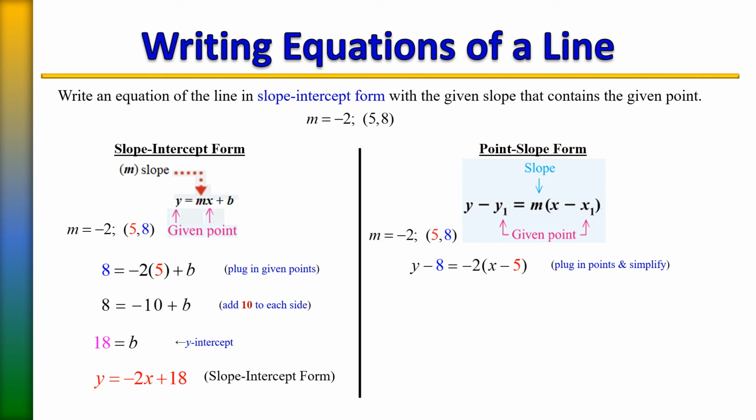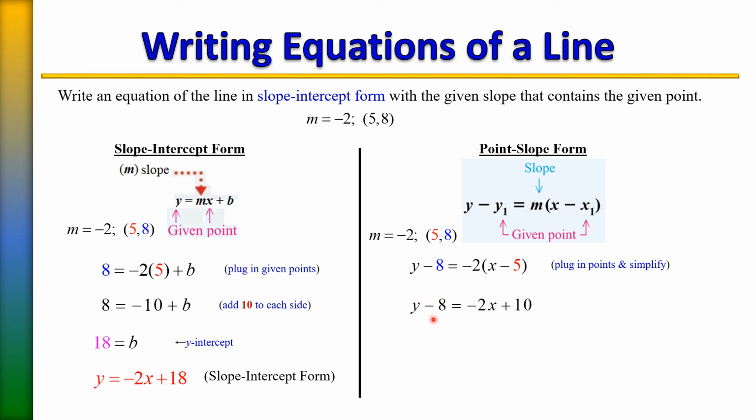Let's go ahead and use the distributive property on the right side. We want to distribute that -2. So we have -2 times x is -2x. -2 times -5 is +10. One last step to getting y all by itself. Yes, did you see that? I need to get rid of this -8 here, and then I'll have y by itself.